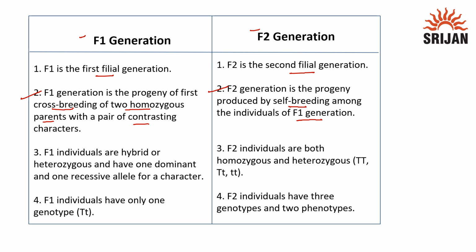Now, talking about the individuals of the F1 generation, they are going to be hybrid or heterozygous, containing one dominant allele and one recessive allele. Example is capital T, small t. So this is a dominant allele and this is a recessive allele.